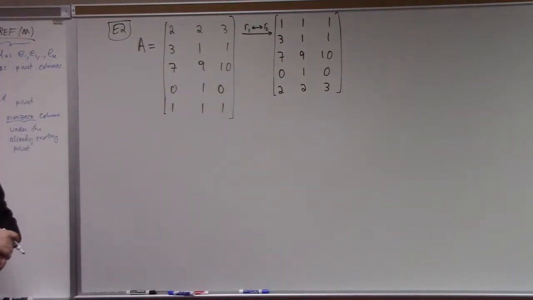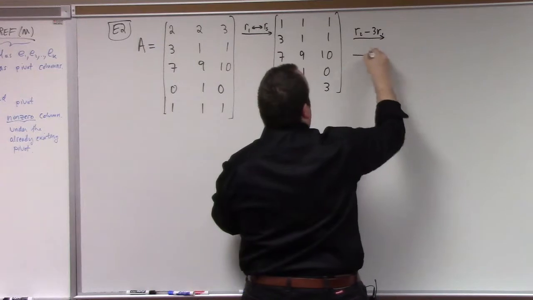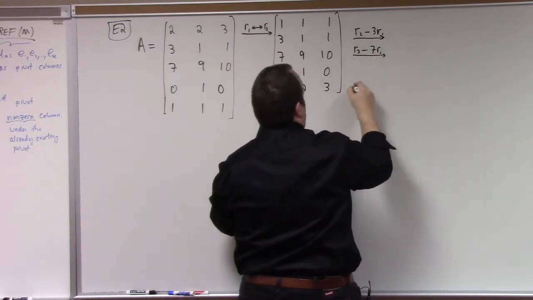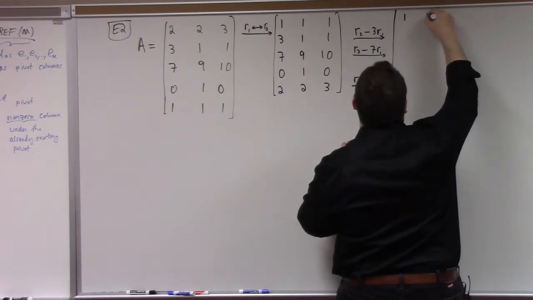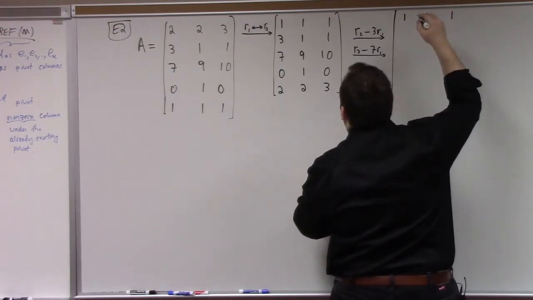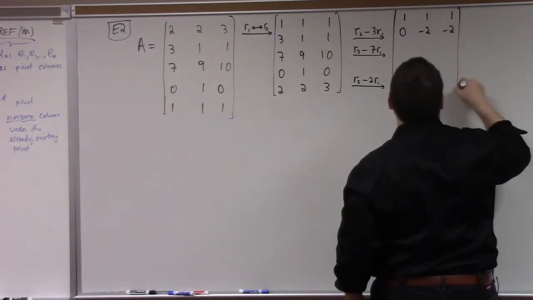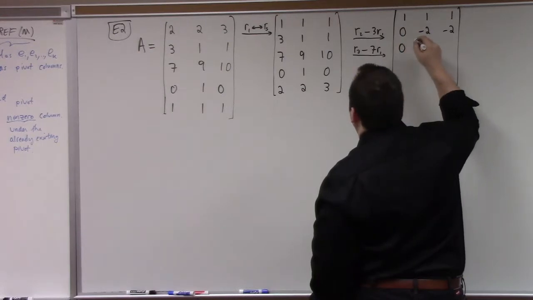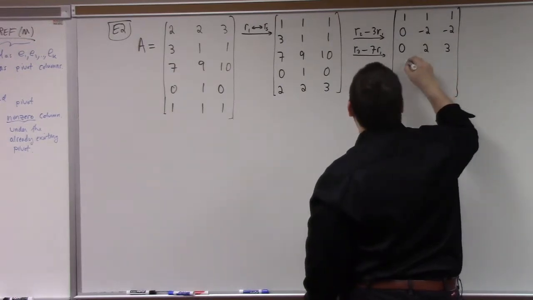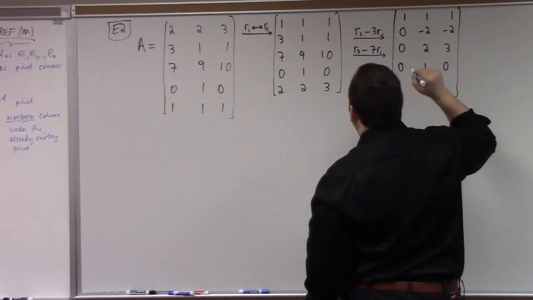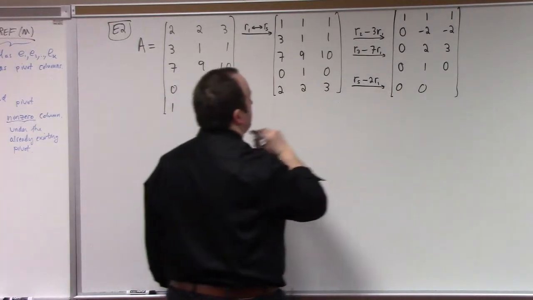Then what would I do? My first pivot would be the top spot, right? So I can clear these out. Row 2 minus 3 row 1. Row 3 minus 7 row 1. Row 5 minus 2 row 1, right? Row 2 is, okay, so we got 0. What we got here? Minus 2, minus 2, 2, 3. Row 4 is not changed. And then what do we got? 0, 0, and it's like a 1, right?